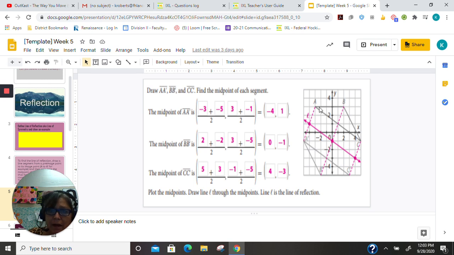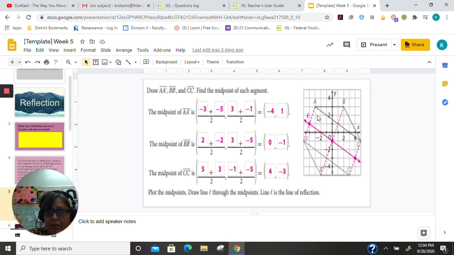So A is at -3, 5. So they put in -3 for the x value of the first point, and then -5 is the x value of the second point. So that's 1, 2, 3, 4, 5. And so that's where this one is at -5. So -3 is the x value up here, and -5 is the x value right here. And so you add the two x values together and divide by 2.